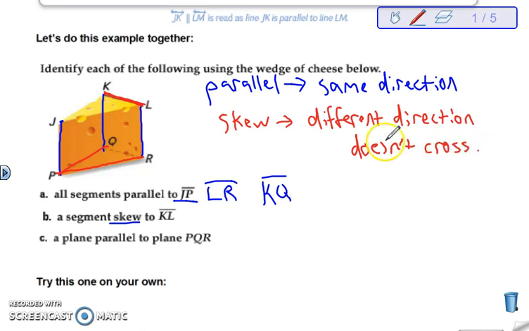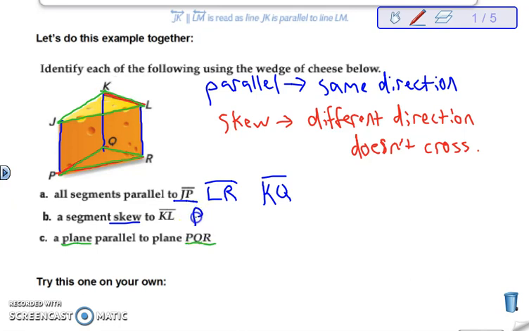So this always happens when your lines are in different planes and they do not move in the same direction. All right, so the last one asks us to find a plane that is parallel to PQR. So again, we said 3 points make a plane. So PQR is down there. I need another plane that moves in the same direction. So if I look at my little cheese block, the bottom will be parallel to the top.